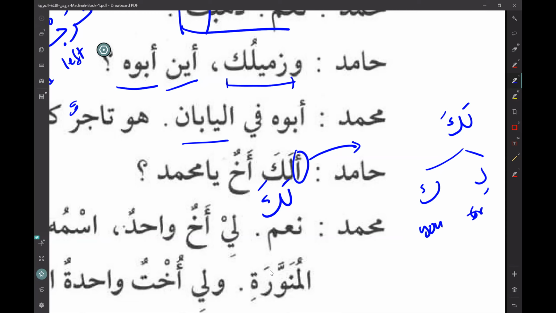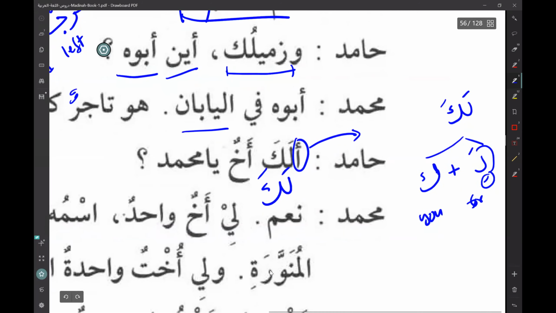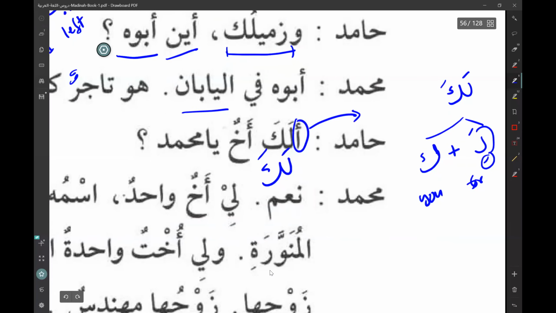So it is alaka. Here li means to have. Remember I mentioned this li has many different translations. It translates into different meanings based on the context. And I also mentioned in the last class, when you add this li, harful jar, with any pronouns, it becomes fatha. So instead of saying lika, you have to say laka. These are the things I explained in the last class.